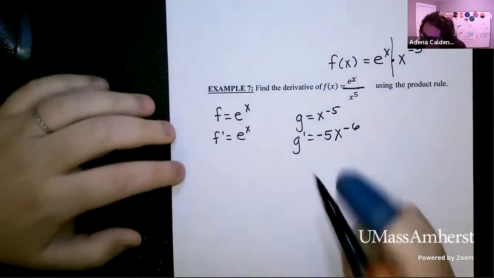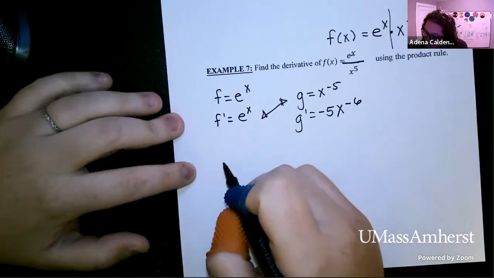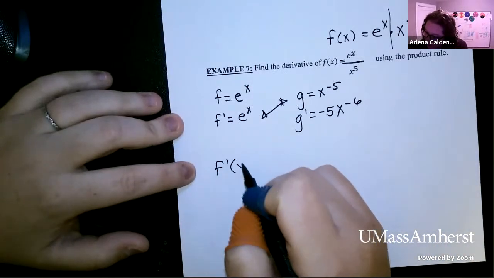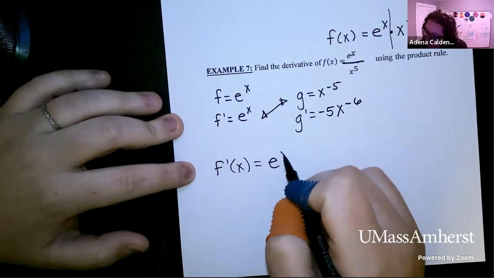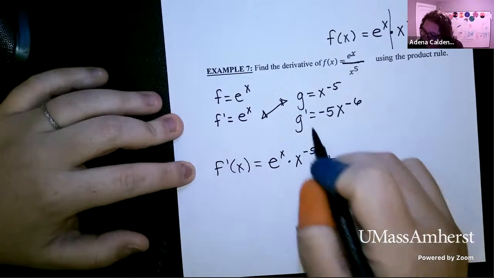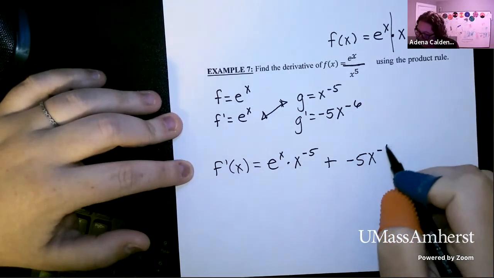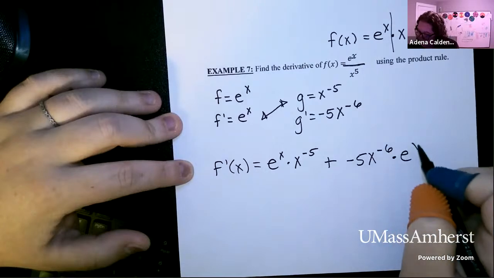So then plugging into the product rule, I'm going to do f prime times g. So I have e to the x times x to the negative fifth plus g prime times f. So negative 5x to the negative sixth times e to the x.